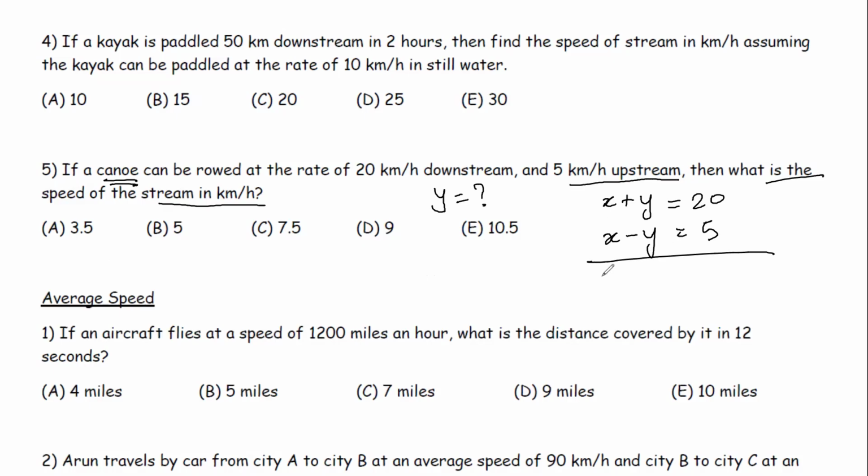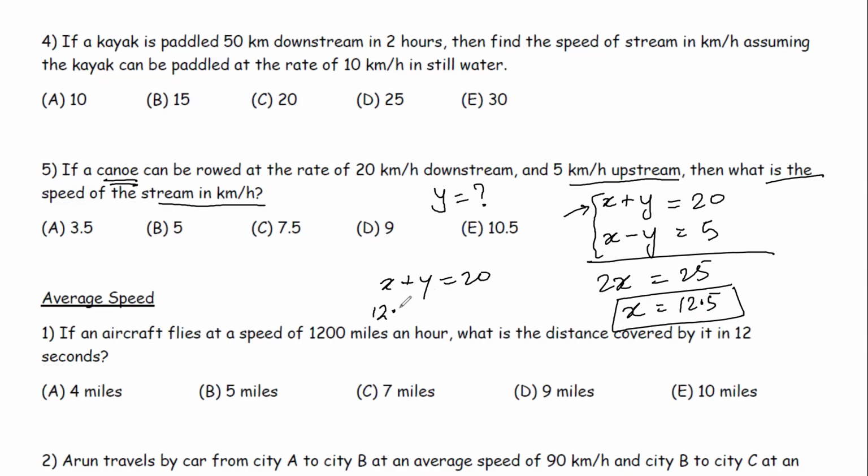So we add them up. We get 2X is equal to 25, so X is equal to 12.5. Now remember, once we get 12.5, we need to substitute in any one of these. I'm going to substitute in the first one. X plus Y is 20, X is 12.5, therefore Y has to be 7.5, right? That's the answer.